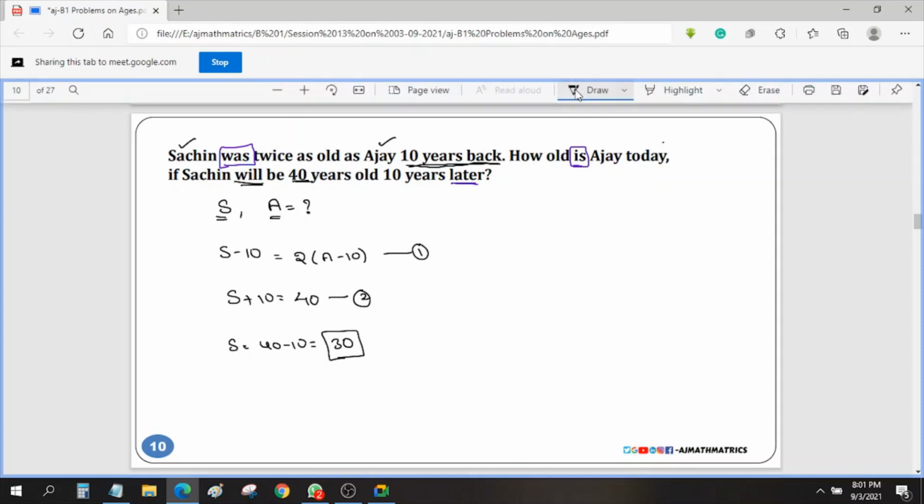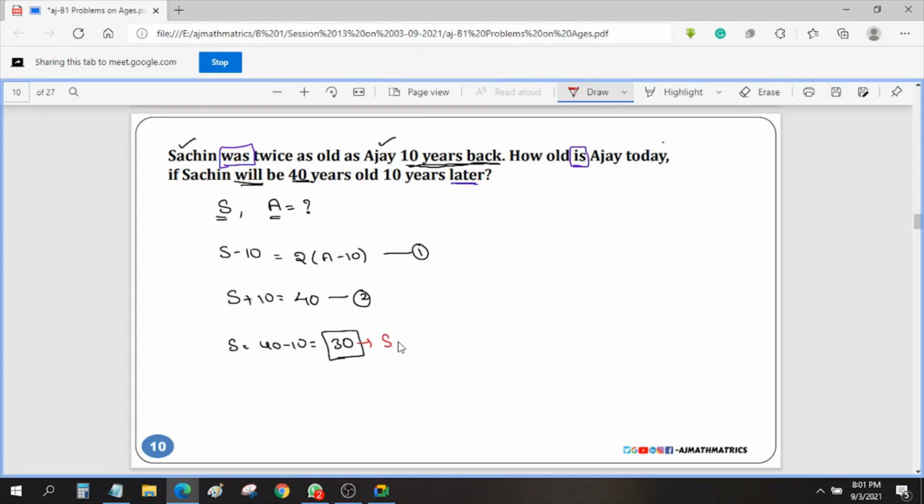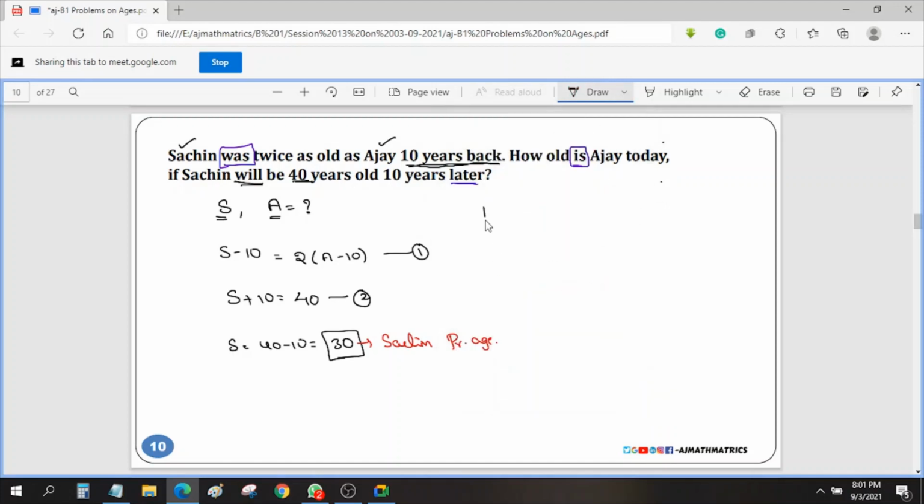What does this S represent? S represents the Sachin present age. Okay, so this is Sachin present age. But what are we going to find? We are going to find Ajay present age. So how do we get it? Ajay present age. So simply you can write here.